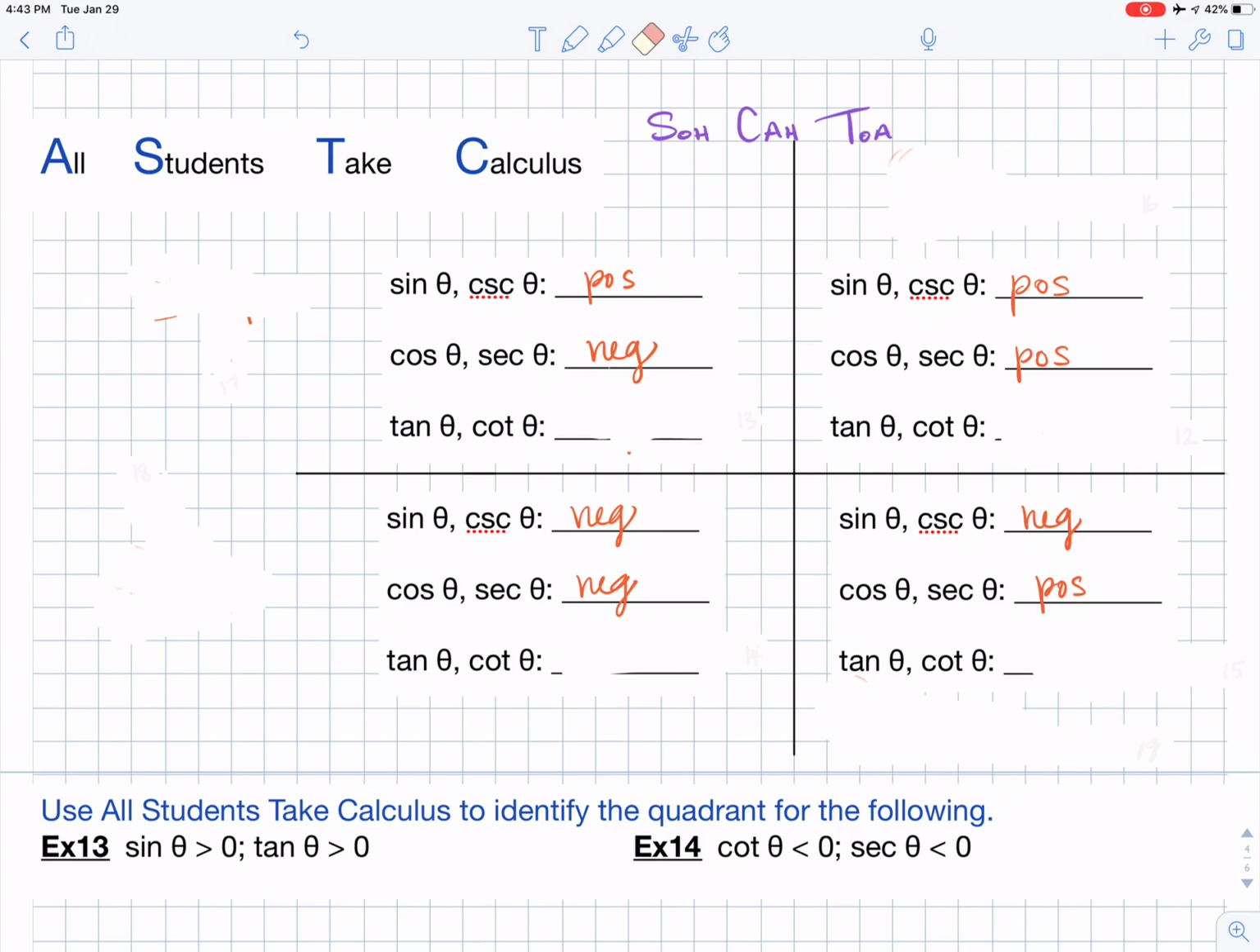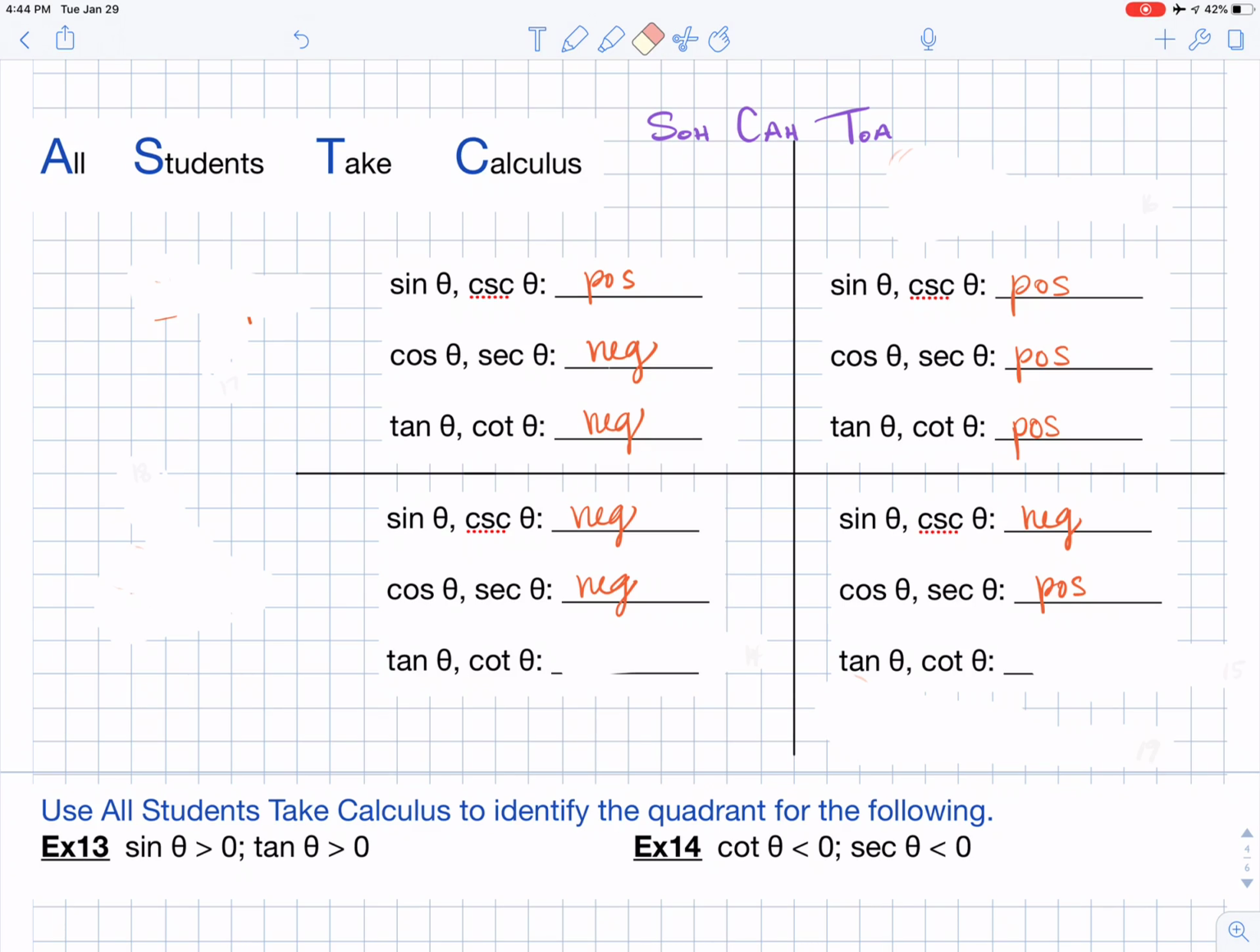My tangent is going to be opposite over adjacent. So if my theta is at the origin, the opposite is the y value, the adjacent is the x value. So I'm looking at my y value divided by my x value. In the first quadrant, the y value is positive, the x value is positive, positive divided by positive is positive. In the second quadrant, the y value is positive, the x value is negative. So positive divided by negative is negative.